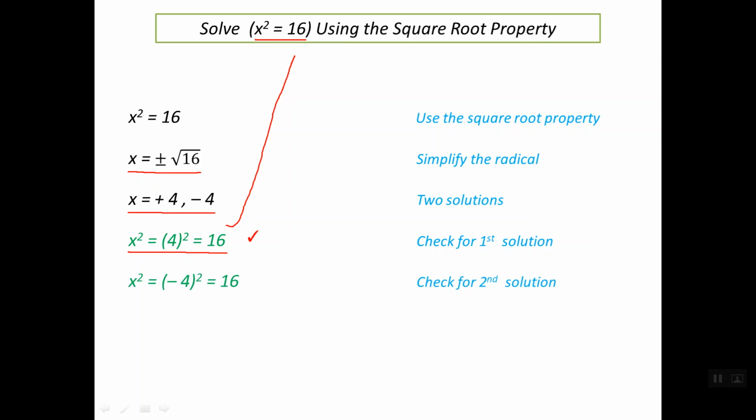Let's check the second solution, which is x equal to minus 4. So x squared equals minus 4 squared, and minus 4 squared is equal to 16. Again, it is the same as what we have on the right side of the equation, x squared equal to 16. So our two solutions are completely correct.